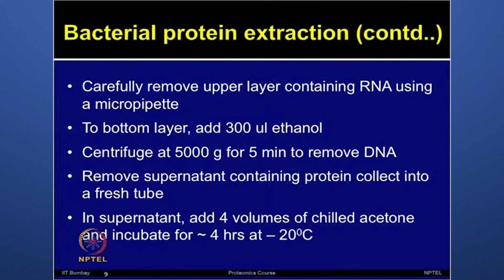So, once you have removed the supernatant which contains the protein, you can collect that in a fresh tube, and to this supernatant you can add 4 volumes of chilled acetone. Incubate this mixture at minus 20 degrees for 4 to 6 hours.